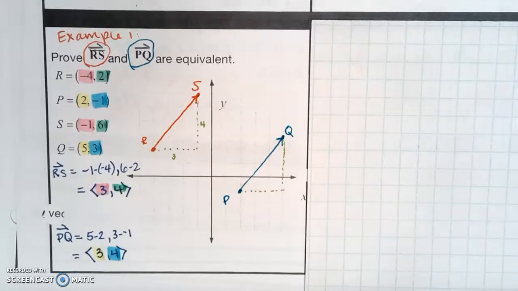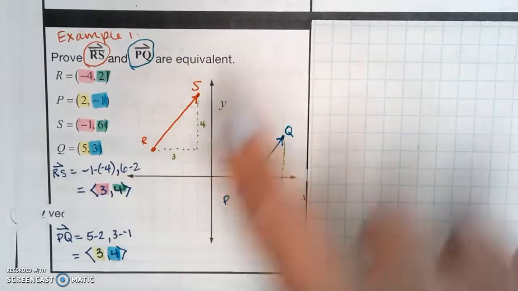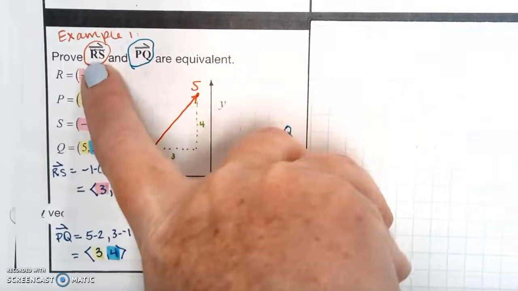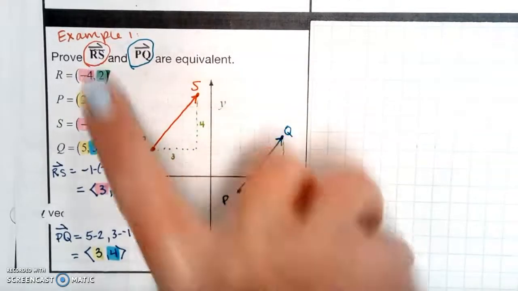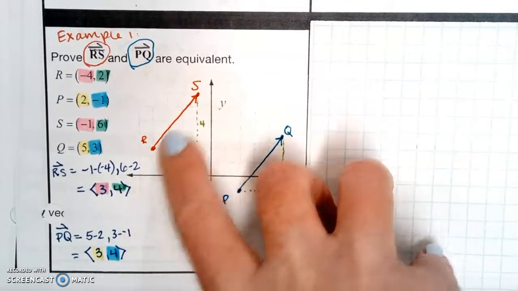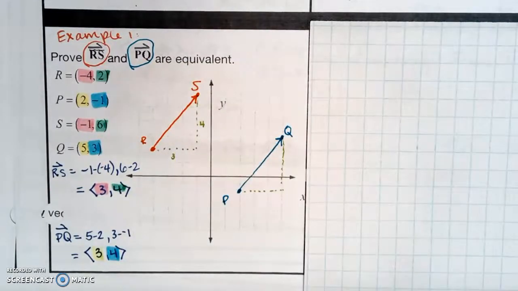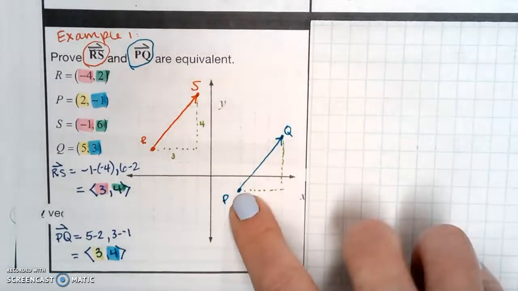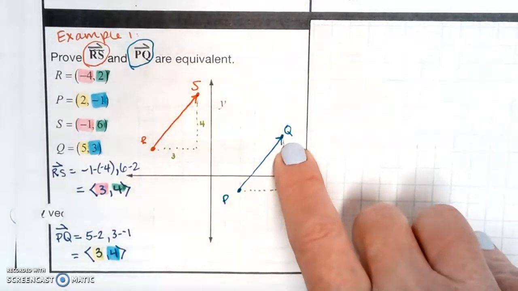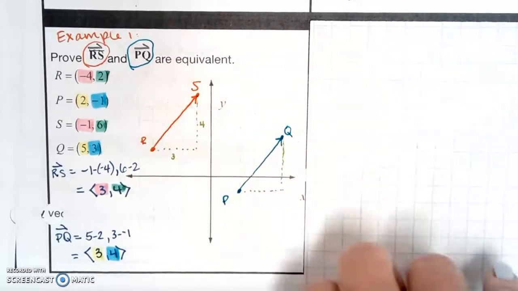Now they want us to prove that the vector RS and the vector PQ are equivalent. So they're putting R and S together. So you're going to have the initial point R and the terminal point S, because S comes second. Then you're going to draw in the vector PQ. So the initial point is P, terminal point is Q. So you draw the little arrow.